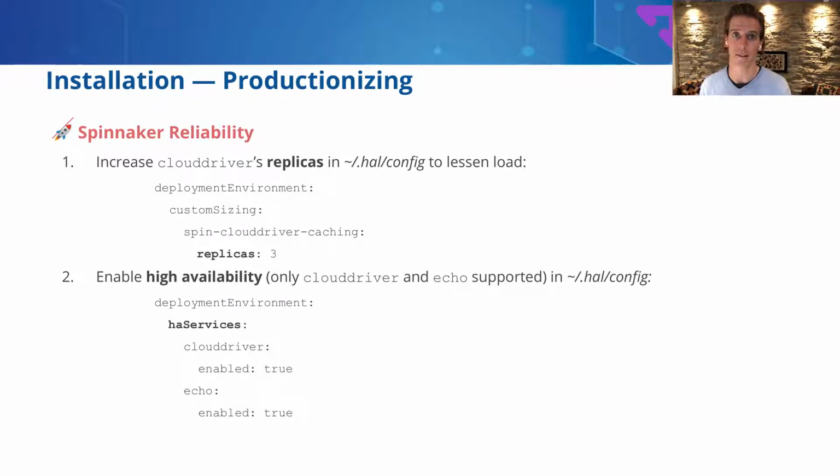After we increased the replica count to 3, it really lessened the load on the previous one instance that we had running. And then we also realized greater performance benefits after enabling high availability, which actually shards the Clouddriver service into 4 separate services.